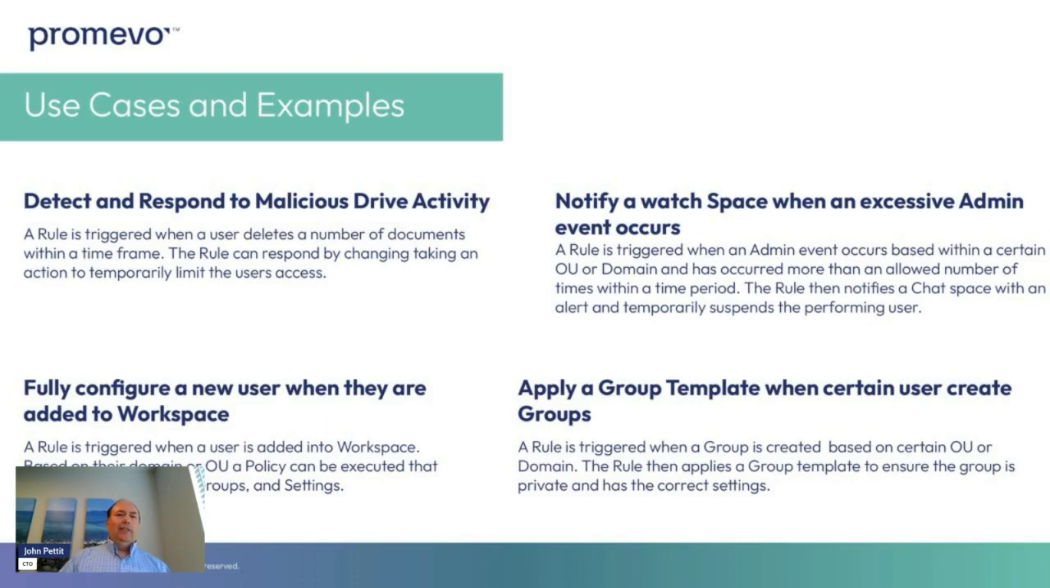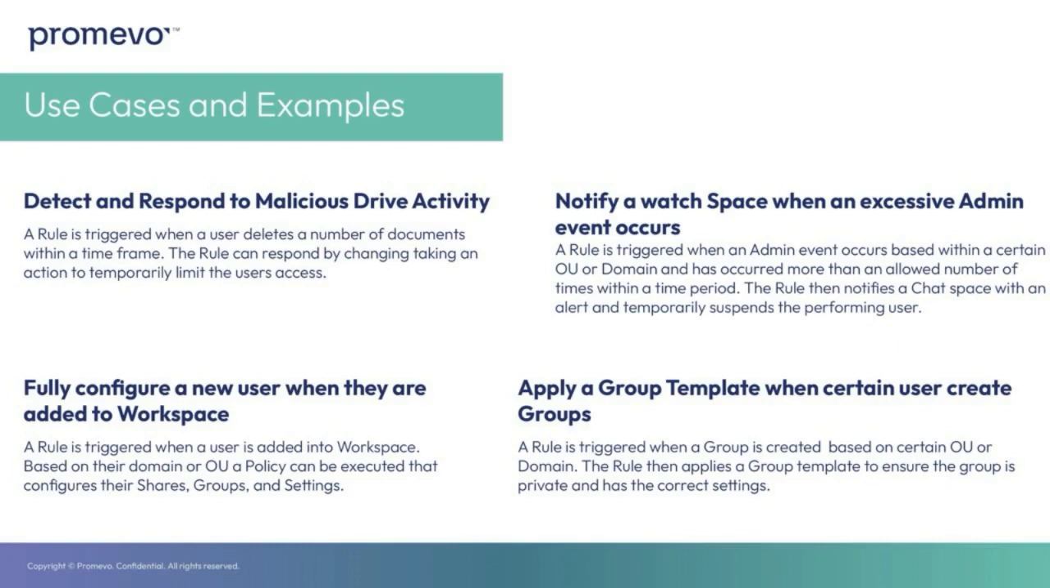And then you can have it take action by temporarily limiting user access. Maybe you move them to a different OU. Maybe it suspends that account and sends you a notification. It allows you to create additional protection and automation around your Drive and your Drive activity. This also allows you to filter down to specific folders or specific files.